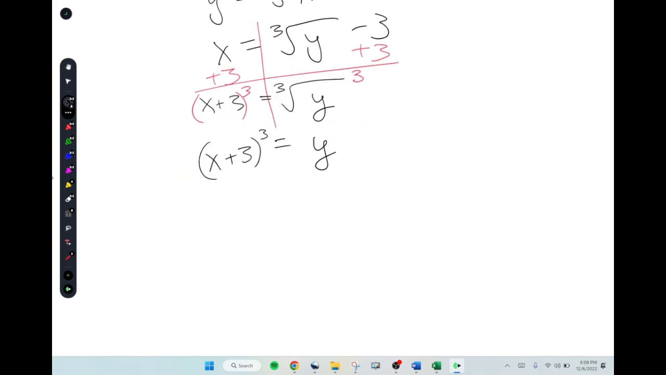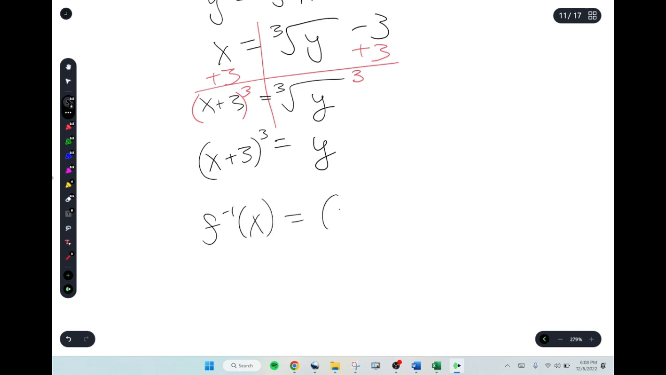And then we switch them back. So f inverse of x equals x plus 3 cubed, which if we want to simplify it can just be x cubed plus 27, right?